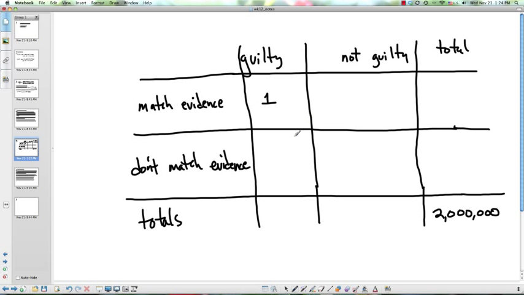And you can realize that each of these boxes represents a sort of combination of both conditions. Now, you remember that there were 7 people that matched the evidence, and only one of them was actually guilty. And so I'm going to say there are 6 people that were not guilty and matched that evidence.